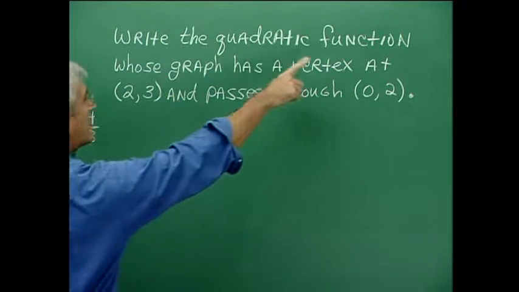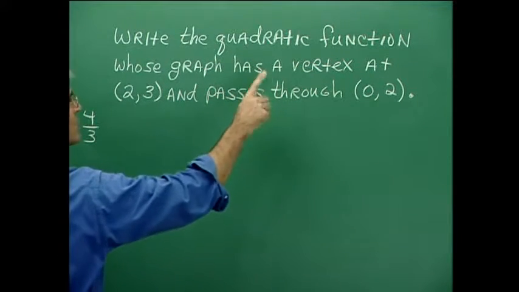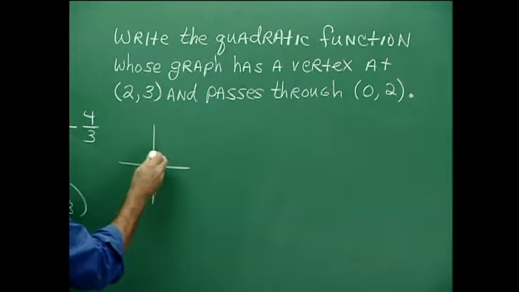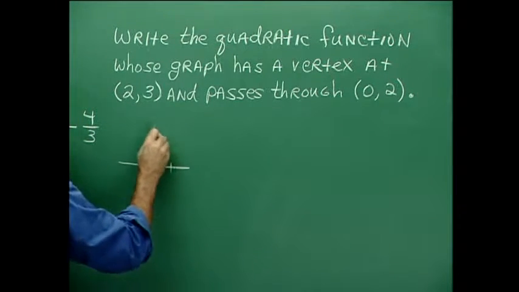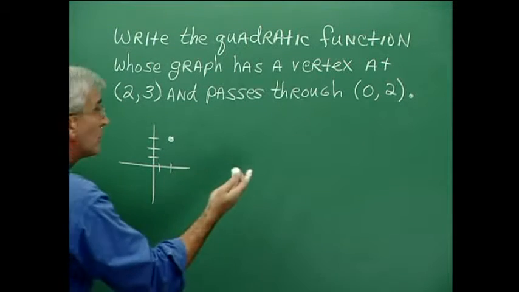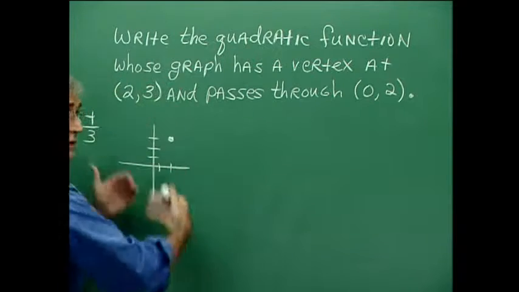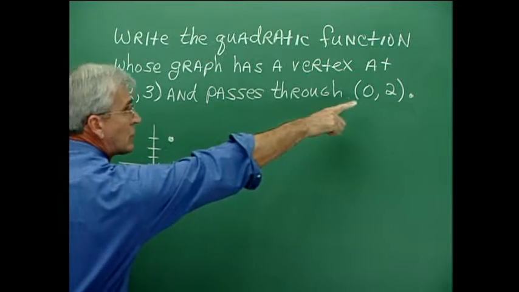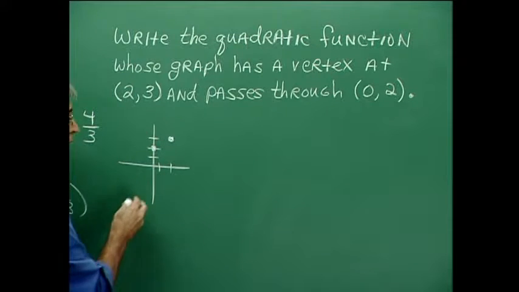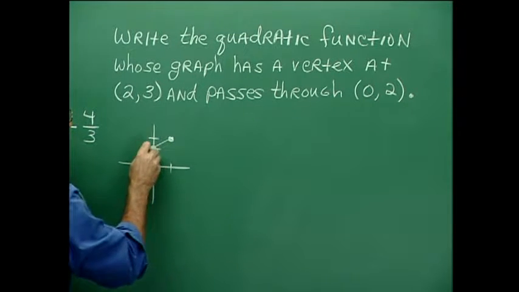We want a quadratic function whose graph has a vertex at this point. Let me sketch that. At (2, 3) we have a vertex. And the graph is going to go through, right now we don't know whether it opens up or down, but it goes through the point (0, 2). Okay, it goes through this point. So the graph then is going to look like this.